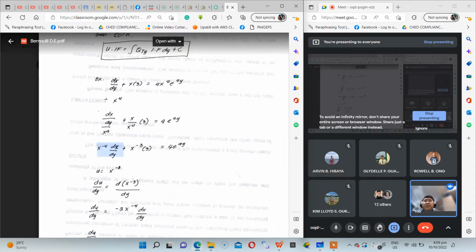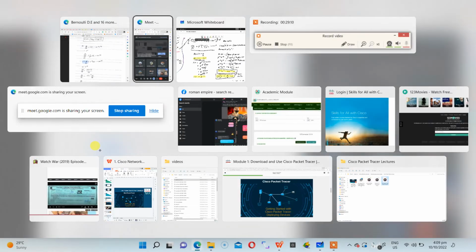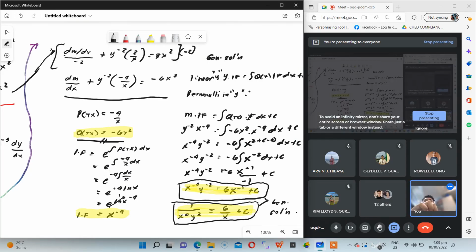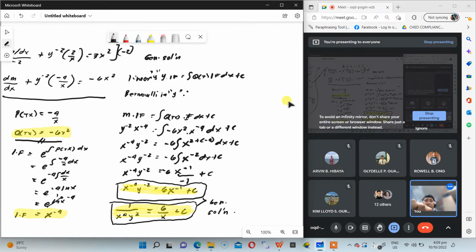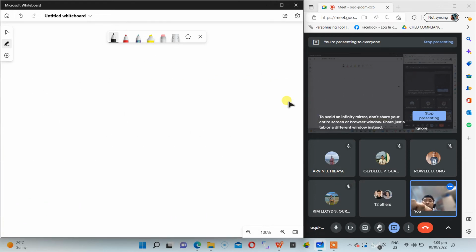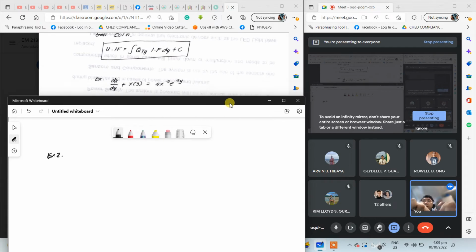Okay, so let's try this example. Example 2. So example 2 is dx over dy plus x multiplied by 3 equals 4x squared e raised to 9y.